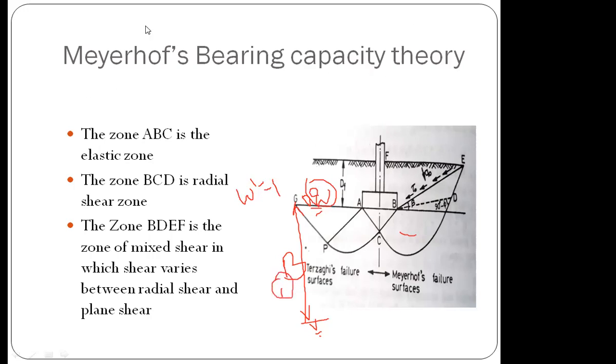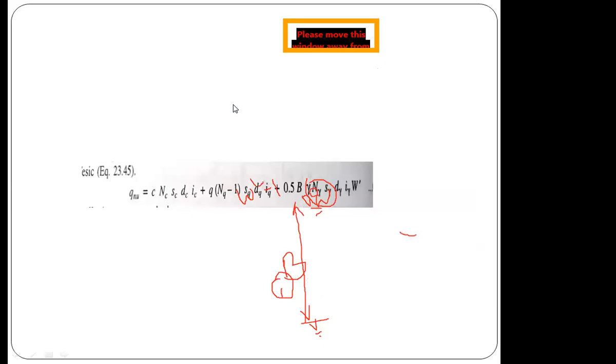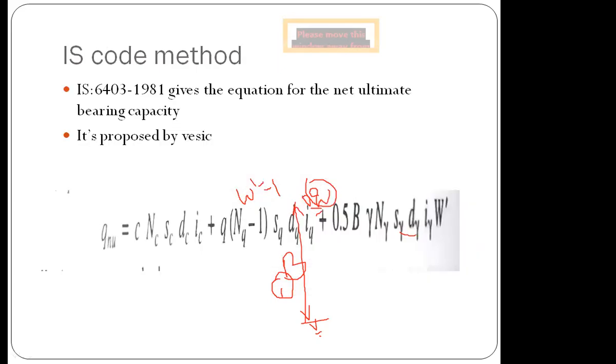So see, there won't be any questions on Meyerhof's equation mostly in the external exam. As far as our syllabus is concerned, Terzaghi questions will be there repeatedly from Terzaghi's theory. So along with this Meyerhof's theory, we need to discuss one more method, that is the IS code method.